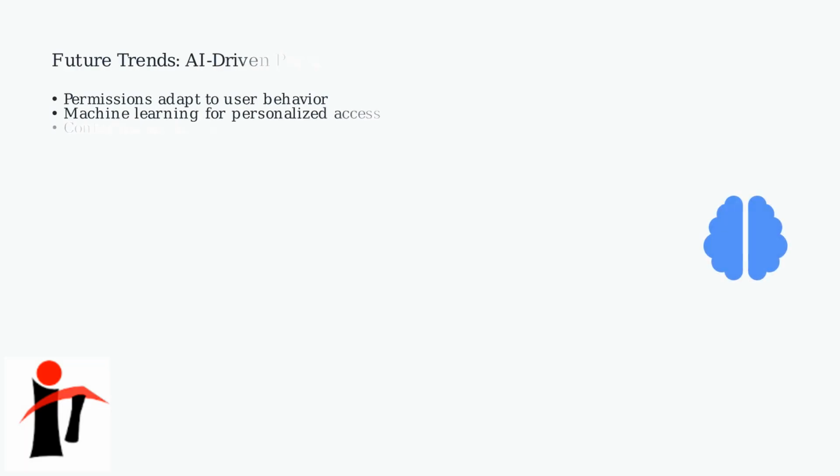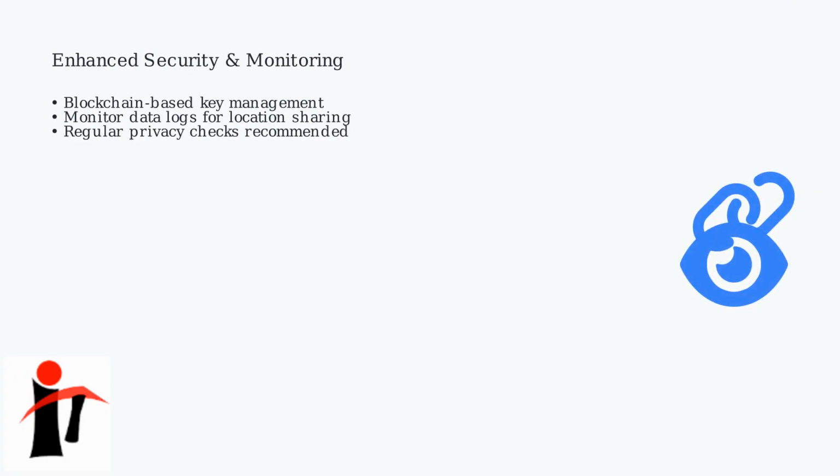Looking ahead, Tesla is developing AI-driven permissions that adapt to user behavior. Using machine learning algorithms, the system can automatically adjust access levels based on patterns like driving habits, time of day, or location, providing a more personalized and intelligent approach to vehicle sharing. Another exciting development is blockchain-based key management, which could make digital keys even more secure and tamper-proof. Meanwhile, it's important to regularly monitor data logs within the app to manage how location data is shared, ensuring your privacy preferences are maintained.